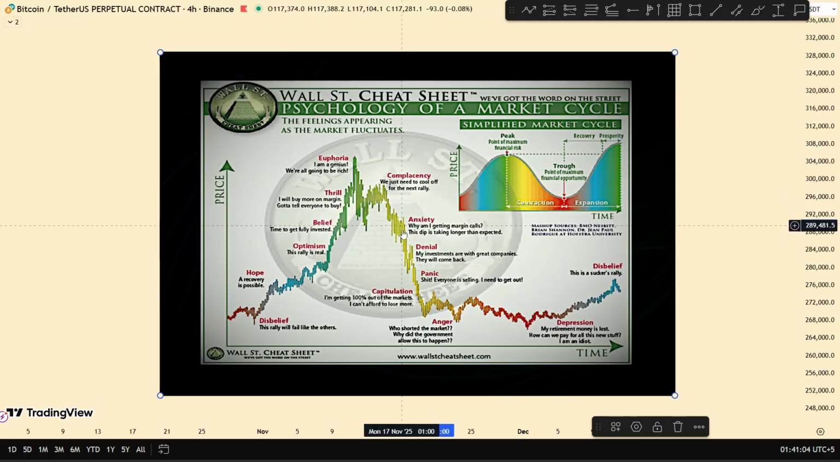Anxiety is when we start creating another low, suggesting that this was actually a top. Now people start to be anxious. Why am I getting margin calls? The dip is taking longer than expected because, again, this is not a dip. The cycle was over here. Then we have denial when we go deeper, that there are more drawdowns. Denial: my investments are with great companies. I bought Tesla, I bought Nvidia, I want this, I want that.